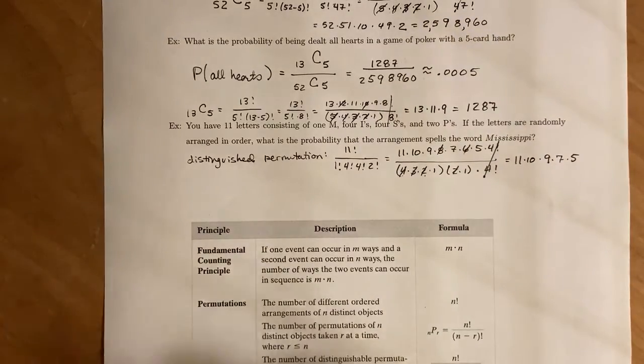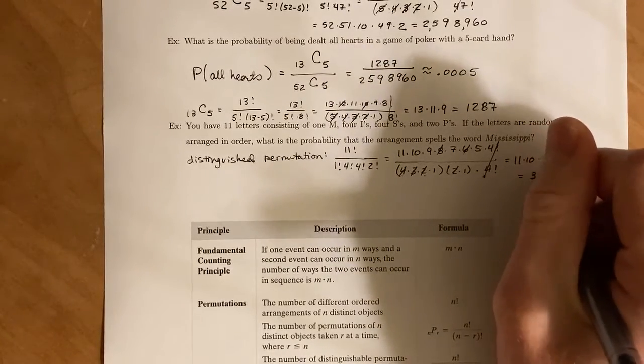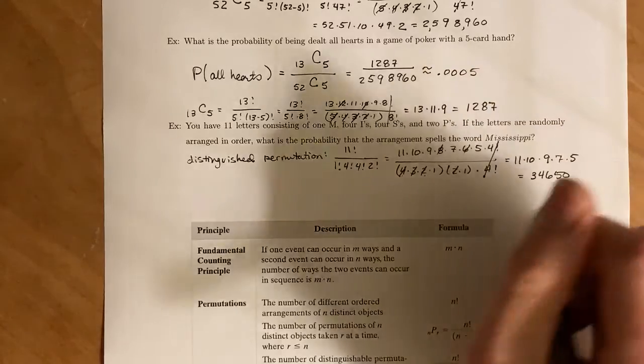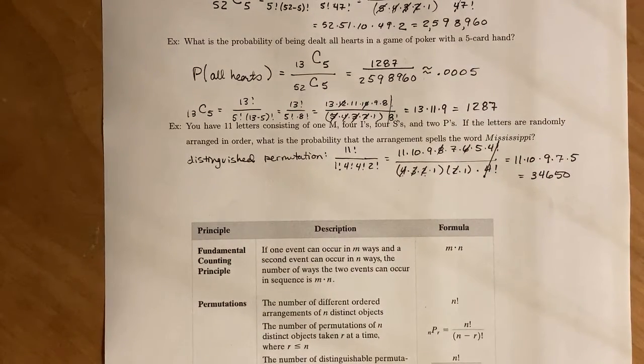10 times 9 times 7 times 5, which gives you 34650. And so we're asked, what is the probability that you randomly arrange the letters to spell the word Mississippi?